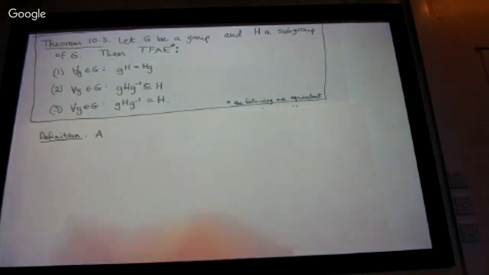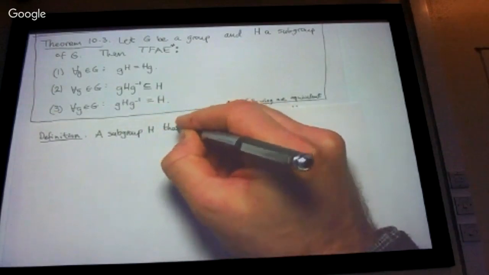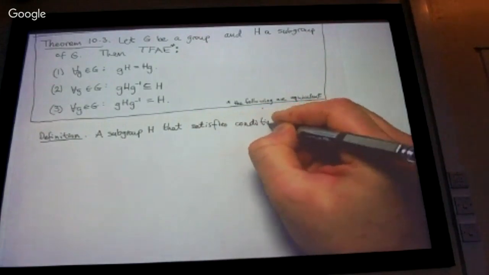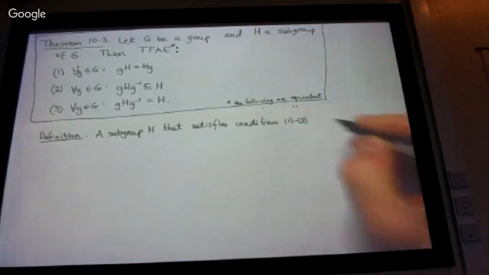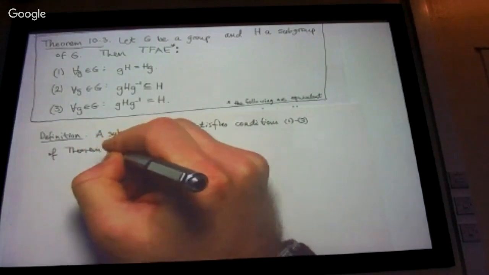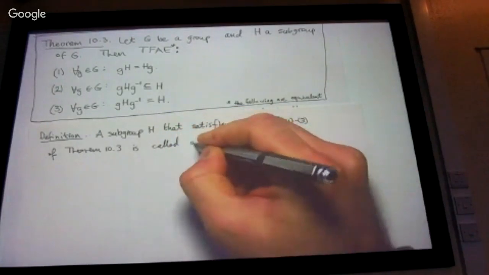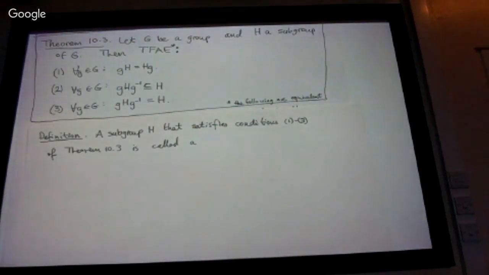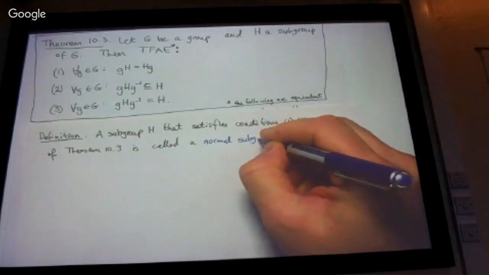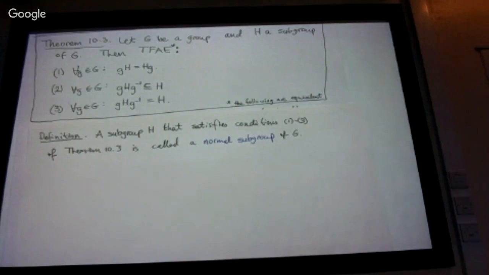Definition. A subgroup H that satisfies these conditions, you've studied it before, I looked in the book, is called a normal subgroup of G.